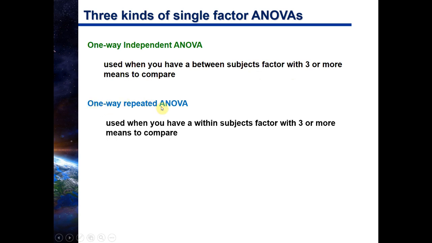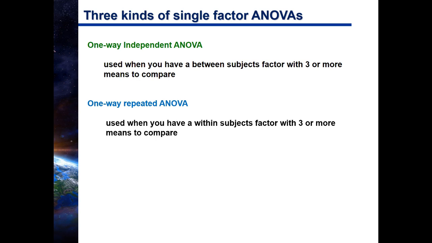For a one-way repeated ANOVA, this would be used when you have a within subjects factor. So you still have just one factor, but it's within subjects. And that factor, of course, has to have 3 or more means to compare. So there's 3 or more levels. Within subjects means the exact same people are tested in each level. So Peter, Paul, and Mary, Peter, Paul, and Mary, Peter, Paul, and Mary. However many different levels you have, it's the same people in each one.